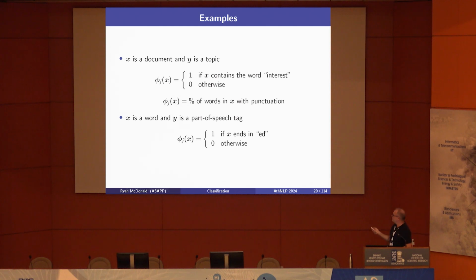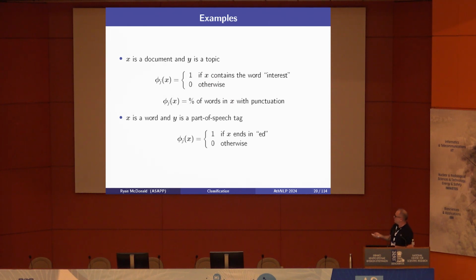One feature I can define is, if x, which is a document, contains the word interest, I'm going to fire that feature. I'm going to set it to 1, 0 otherwise. So this is just an indicator feature. It just indicates that in X, I see a word interest or a substring interest. I can also have some real valued features if I want, like the percentage of words in X with punctuation. These are two features that you might think would be predictive for understanding finance, right? A finance article might have a lot of dollar signs, decimal places, the word interest, or whatever that might be.